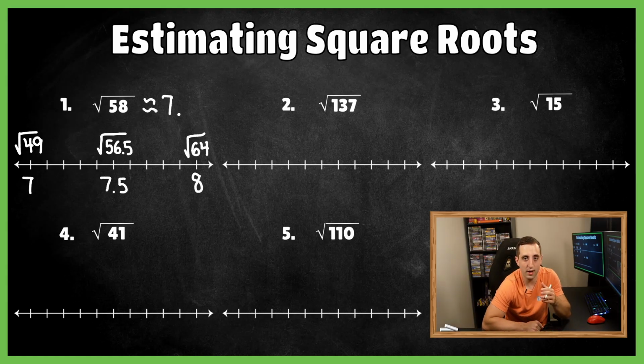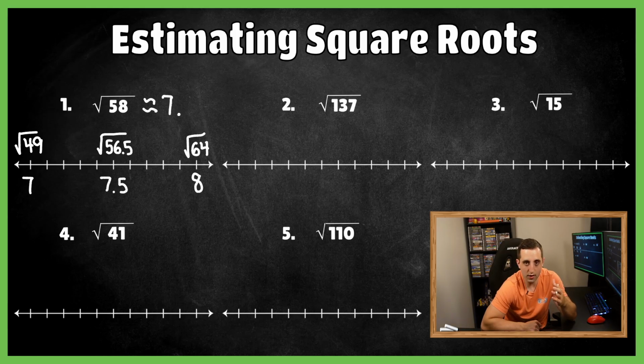This way we can narrow down now, is the square root of 58 on the lower half of the number line, so between 7 and 7.5, or is it actually between 7.5 and 8? And in this case, the square root of 58 is going to be on the higher end of the number line. It's above 7.5 and below 8. So the square root of 58 is 1.5 numbers away from 56.5. So it is relatively close to 7.5, whereas it's 6 numbers away from 8.